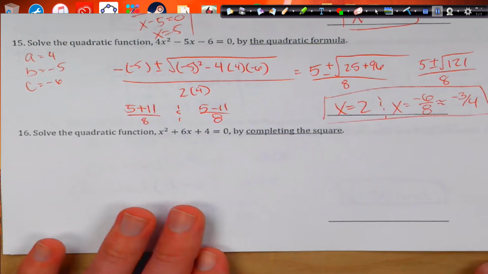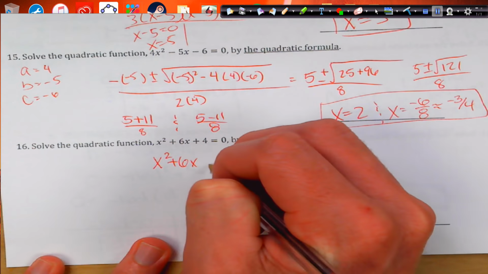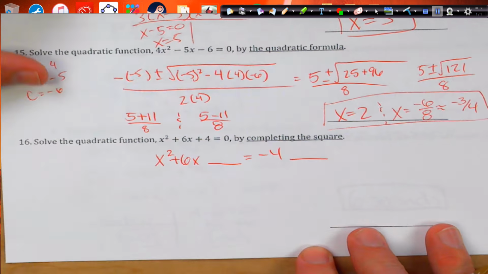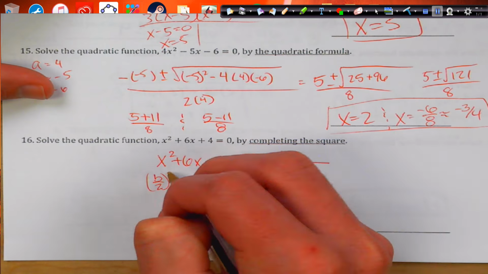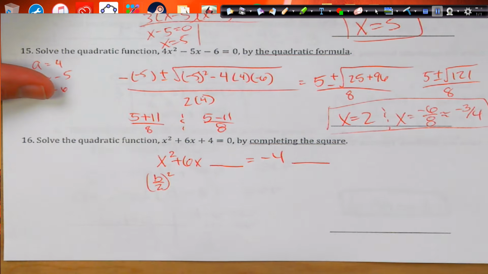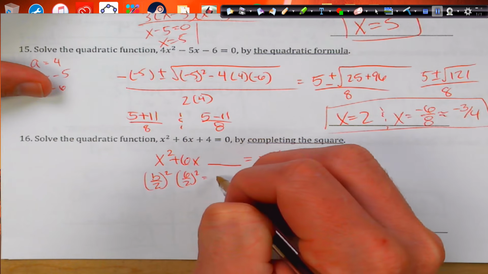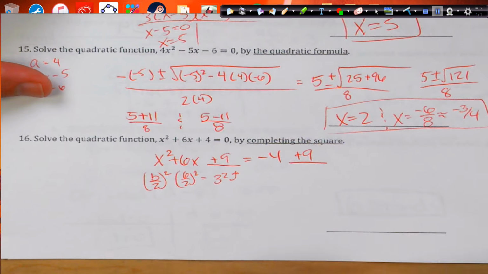Solve by completing the square. So we're going to have to subtract the 4 over. We get x squared plus 6x blank equals -4 and blank. We've got to be careful not to forget how to do this. This is b divided by 2 squared, not -b divided by 2a, different. We get 6 divided by 2 squared, which is 3 squared, which gives me 9. But whatever I add to one side, I have to add to the other.